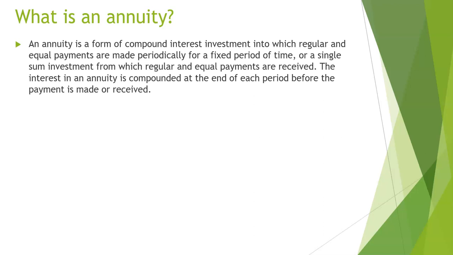But what exactly is an annuity? An annuity is a form of compound interest investment into which regular and equal payments are made periodically for a fixed period of time. Or it's a single sum investment from which regular and equal payments are received. The interest in the annuity is compounded at the end of each period before the payment is made or received.